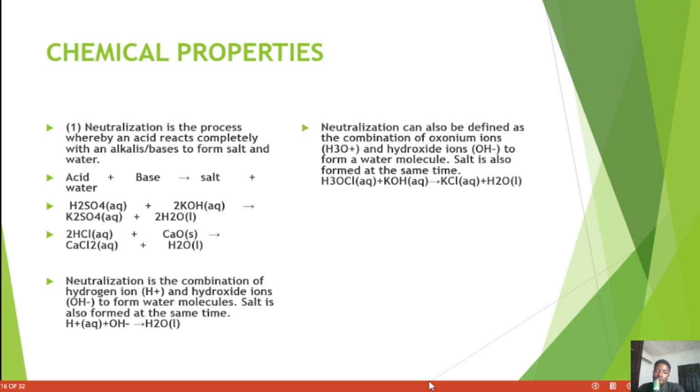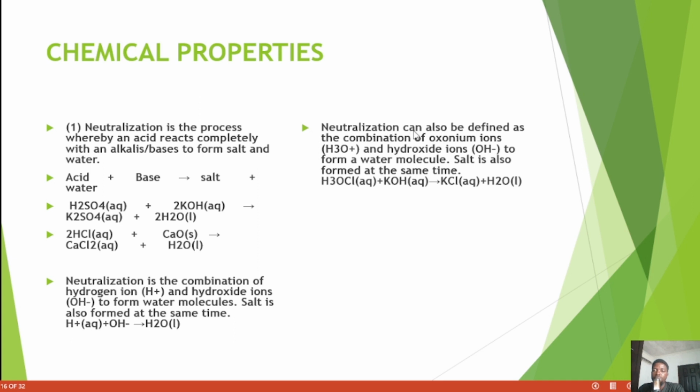Neutralization can also be described as the combination of hydrogen ion and hydroxide ion to form a water molecule. So the implication is that if you see a particular definition, instead of describing it with respect to Arrhenius description, it is described with respect to hydrogen ions and hydroxyl ions. The most important part of an acid is the hydrogen ion, and the most important part of a base is the hydroxide ion it produces. Hence, when we talk about the combination of the hydrogen ion and the hydroxide ion, we are still referring to neutralization. So just take note of that.